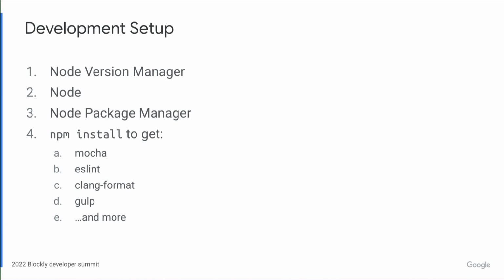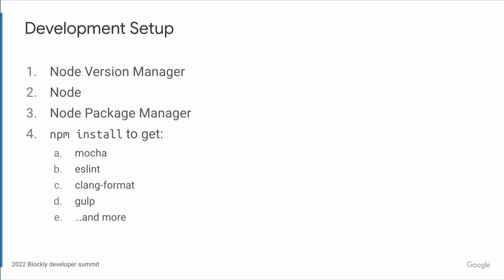It's also a good idea to do this after switching branches or updating your branch if it's been a while since the last time you pulled the code, in case the dependencies have changed. Some of the tools we use for development are Mocha, which runs our unit tests, ESLint, which lints the code, Clang Format, which formats the code, and Gulp, which assists with various build and test-related tasks. Running npm install will install all of these tools for you.